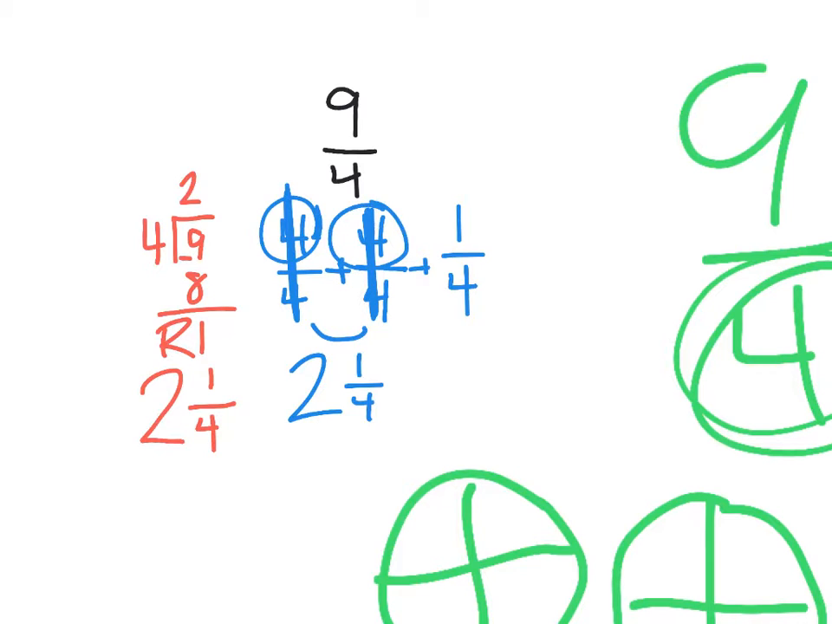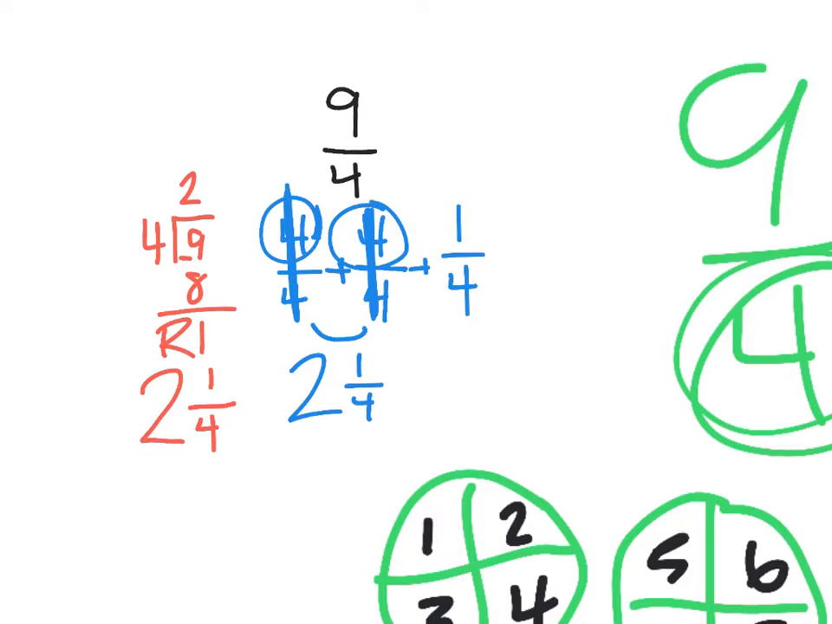Then I'm going to assign each slice up until I get to 9. So I have 1, 2, 3, 4 slices, 5, 6, 7, 8. And it looks like I need another circle. So all I'm going to do is just draw one more. And I'm going to split it into fourths. And I'm going to assign my last slice, 9.